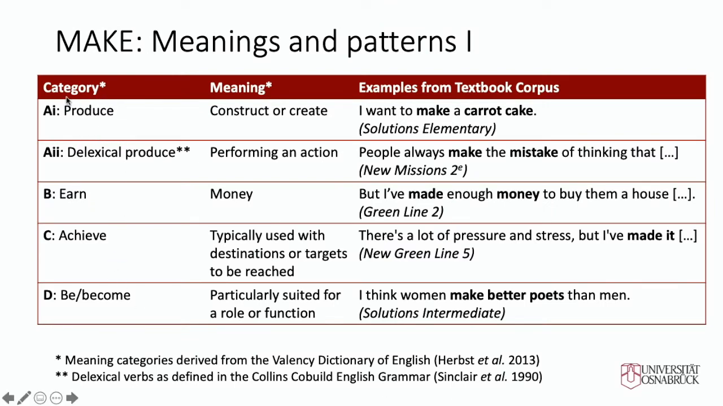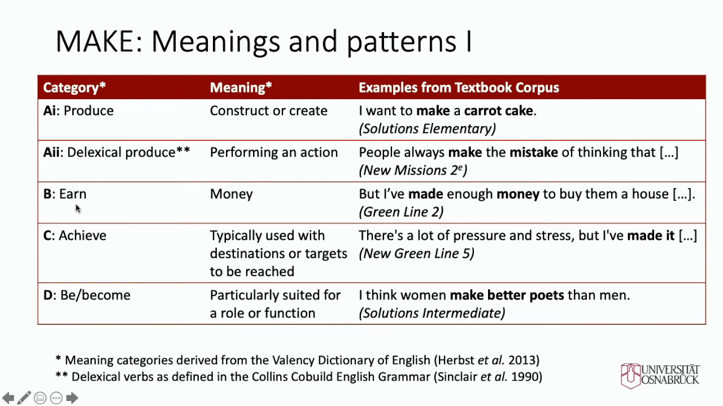The first one, the most common, is make in the sense of produce, in the sense of I want to make a carrot cake. The second category is what I refer to as delexical produce. And this is a trickier category, but it's about performing an action, something like to make a mistake. Often delexical verbs could be replaced by another verb. Things like to make an argument, you could say to argue. And in that sense, make is delexical because it carries less meaning than the collocate argument.